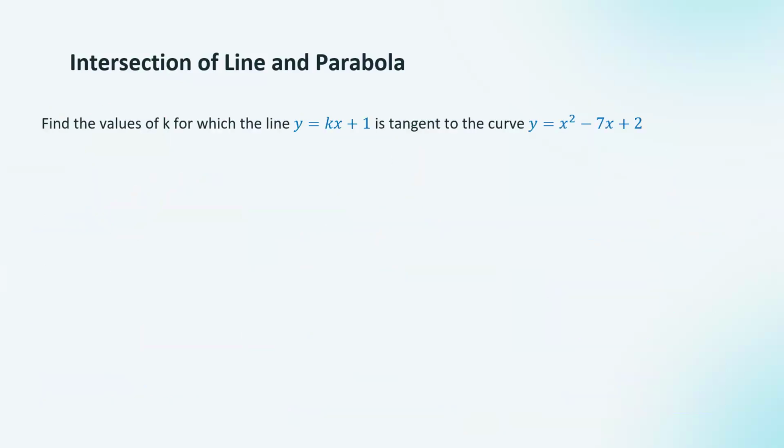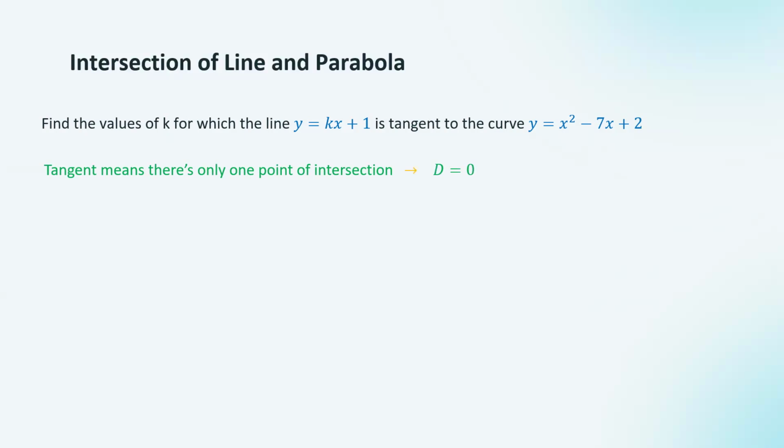Right, so the first example is going to be this. We need to find the value of k for which the line y equals kx plus 1 is tangent to the curve y equals x squared minus 7x plus 2. We need to remember what it means to be tangent. Tangent means that there's only one point of intersection, which means the discriminant is 0.